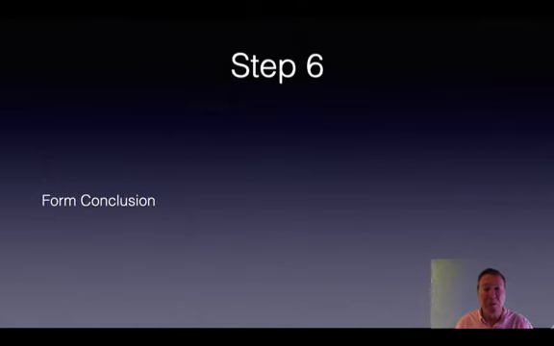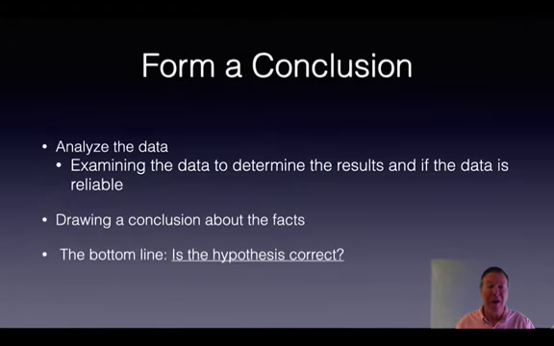Step 6, form a conclusion. Based on that experiment, the data we got from it, what is our conclusion about the hypothesis? Did adding the butter make the cookie better? All right. So we analyze the data, drawing a conclusion about the facts. The bottom line of this part is, was the hypothesis correct? Was my hypothesis, if I add more butter, then the cookies will taste better, correct? That's what we're looking at.